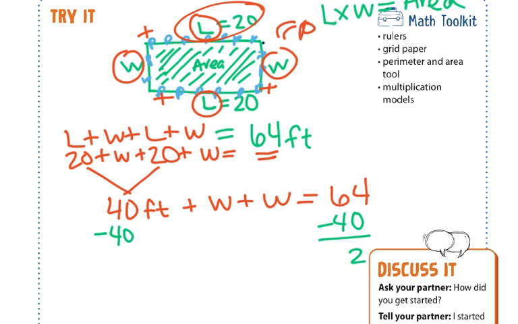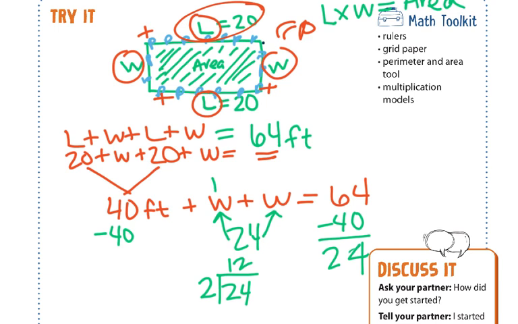And I get 4 minus 0 is 4, 6 minus 4 is 2. I have 24, but I have to divide 24 between two widths. How would I do that? Sawyer, do you know how I would do that? Yeah, divide 24 in half. So that's 12.